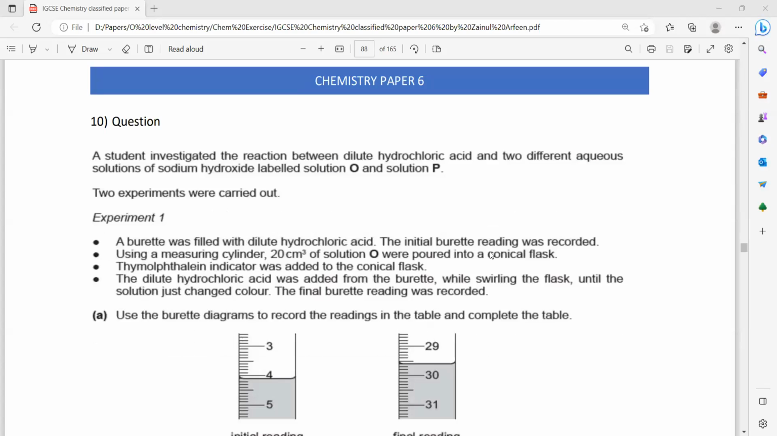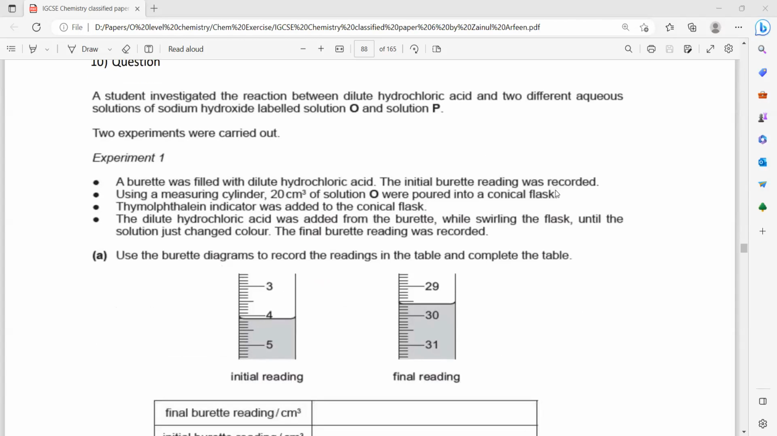In question 10, a student investigated the reaction between dilute hydrochloric acid and two different solutions of sodium hydroxide, O and P. The burette was filled with hydrochloric acid. So from the burette, the student adds hydrochloric acid. So HCl is there in the burette.